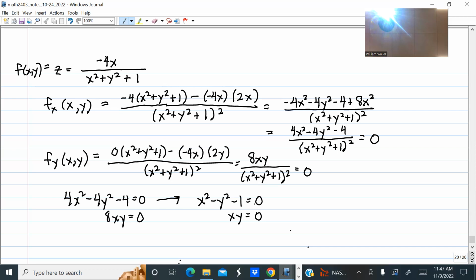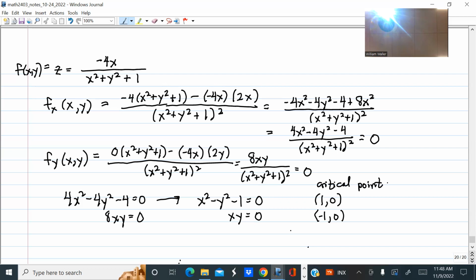1 and 0, right? So here we're just going kind of by inspection. If we have x equal 1 and y equals 0, then we'll get 1 minus 0 minus 1, and that would be 0. And then if y is 0, this equation is also going to be 0. So I do see that as a critical point, right?